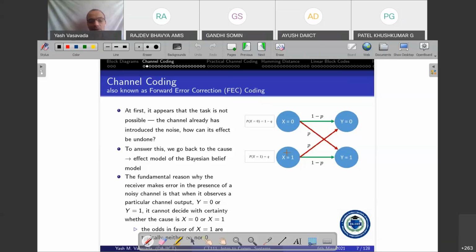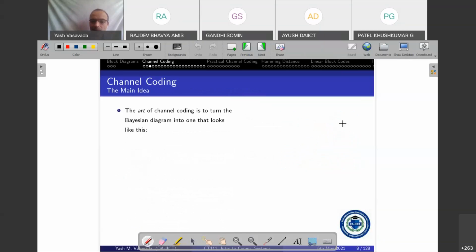But even if you have the Bayesian technique implemented at the receiver, there will be errors. That is happening because the receiver cannot be certain. If p is equal to 0, then there will not be any errors. Whenever the receiver gets y equal to 0, it tells with certainty that x is equal to 0. But because p is not 0, the receiver will make errors.